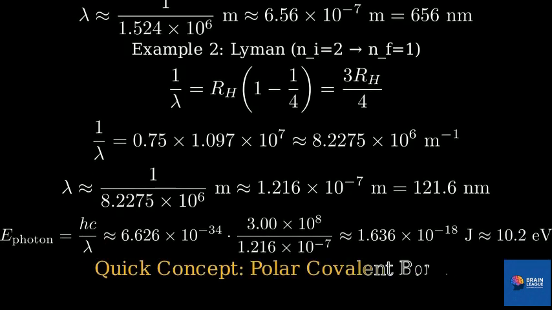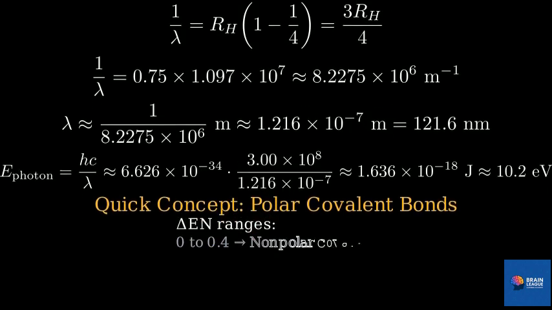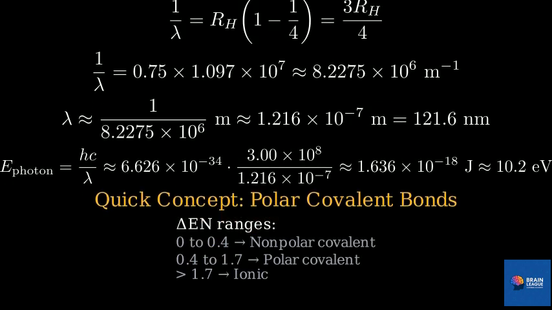Before we close, a quick connected concept in chemical bonding that you will often see in Class 12, the polar covalent bond. This helps explain why molecules like water interact with light and with each other. A polar covalent bond forms when two atoms share electrons unequally because of different electronegativities. If the electronegativity difference delta EN is between 0 and 0.4, the bond is essentially nonpolar covalent. Between 0.4 and 1.7, it is polar covalent. Greater than 1.7, it is usually ionic.